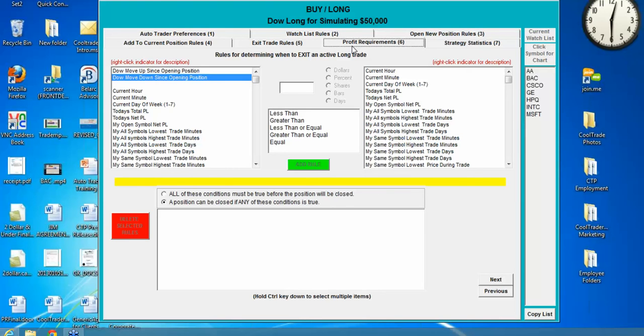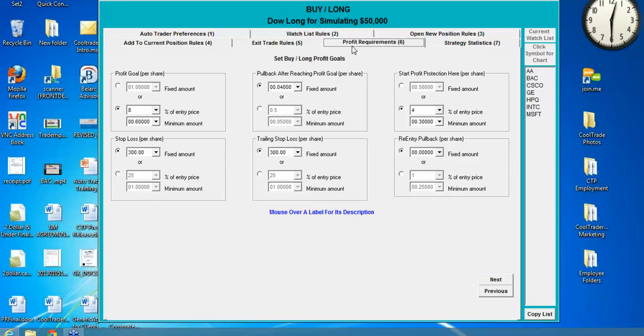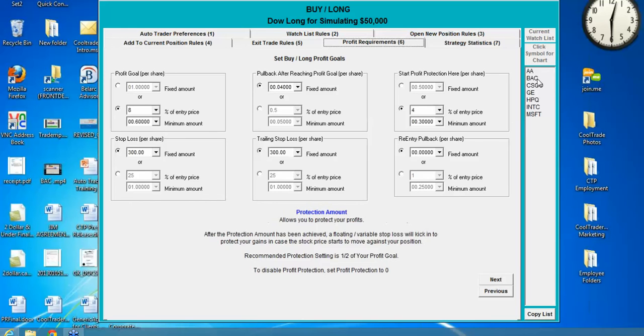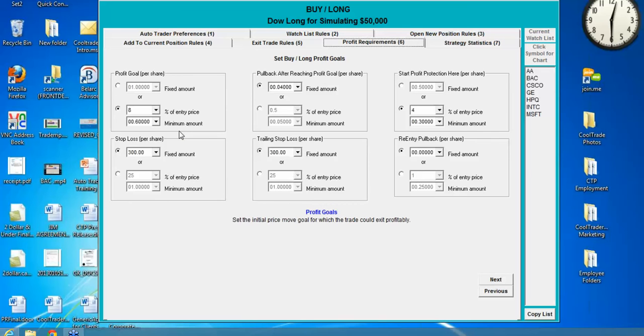So now I'm going to go to the most important screen, which is the Profit Requirements tab. So the Profit Requirements tab, this is where we tell the robotic trader how much we want to make. So over here, the first box is the profit goal box. So here we tell the robotic trader how much we want to make. So just for an example, we've got this one set up. This is a pretty conservative strategy. We are looking for 8% is our goal. So 8% is our goal on any one of these positions. But we need a minimum of 60 cents. So the minimum is 60 cents that we're looking for as a profit goal.